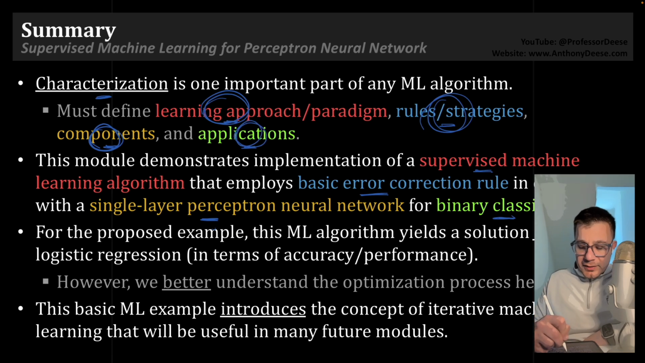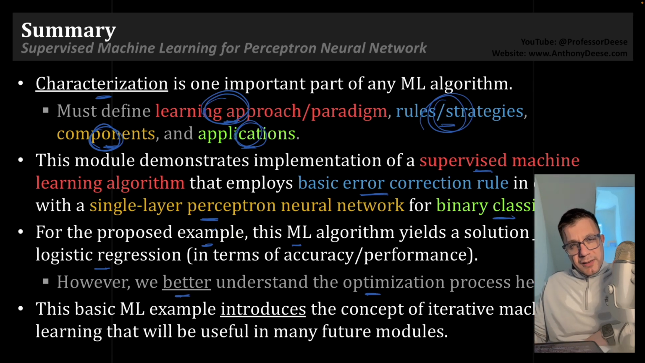Right, for the proposed example, this machine learning algorithm yielded a solution similar to that yielded by logistic regression in terms of accuracy and performance, not necessarily in terms of process. However, I think one advantage of this as compared to the logistic regression is that we better understand how the optimization process here worked. Whereas for the logistic regression, we kind of just relied on a minimization function from MATLAB. This basic machine learning example introduces the concept of iterative machine learning that I think will be really useful in many future modules.